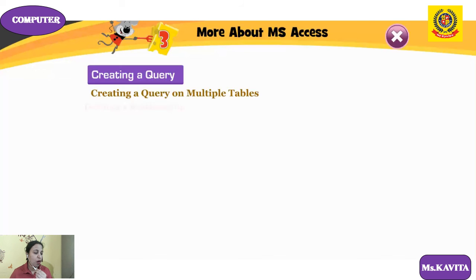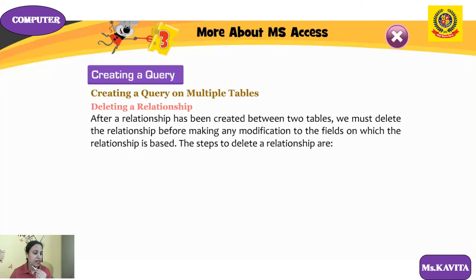Creating a query on multiple tables. Now, deleting a relationship. After a relationship has been created between two tables, we must delete the relationship before making any modification to the fields on which the relationship is based. So what are the steps to delete a relationship?